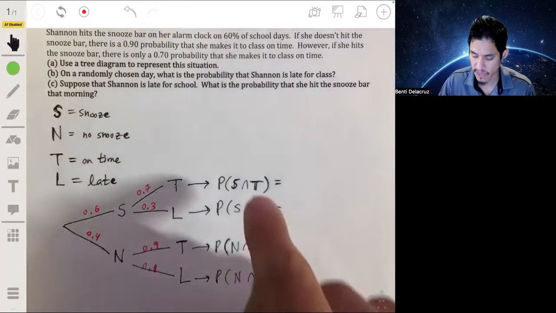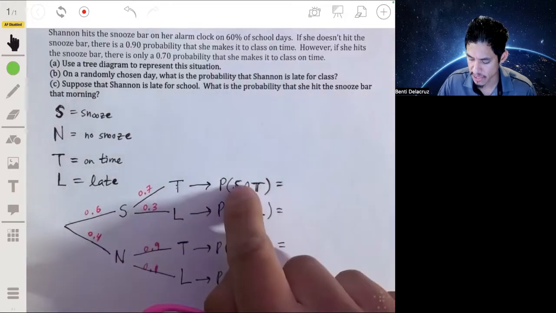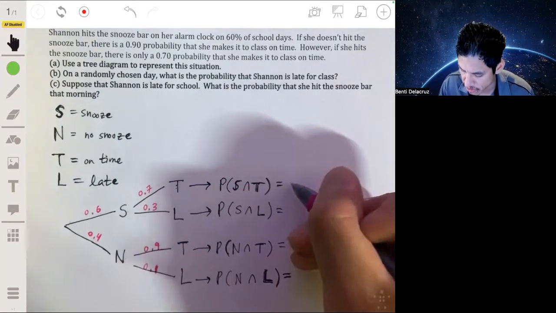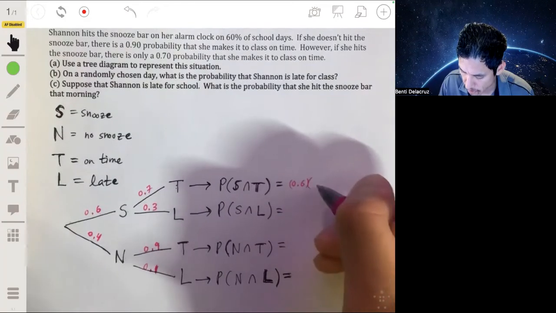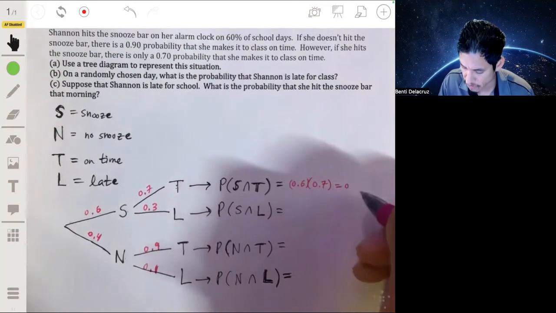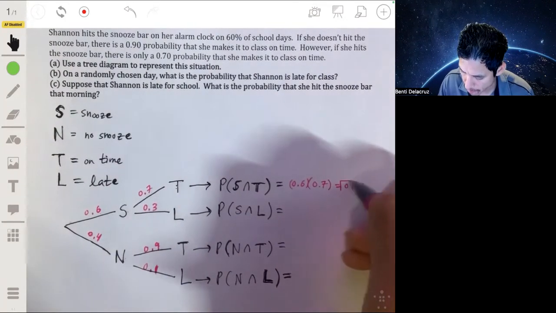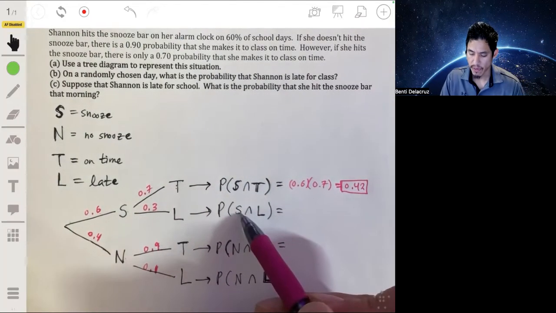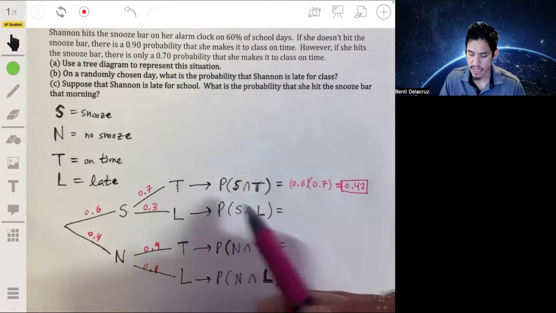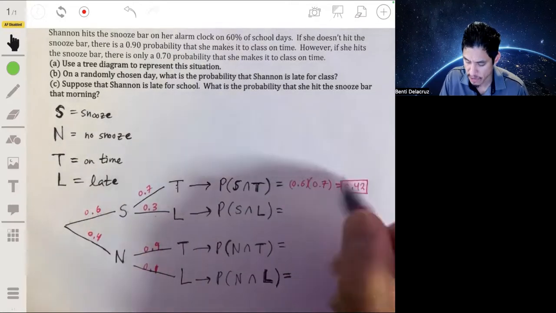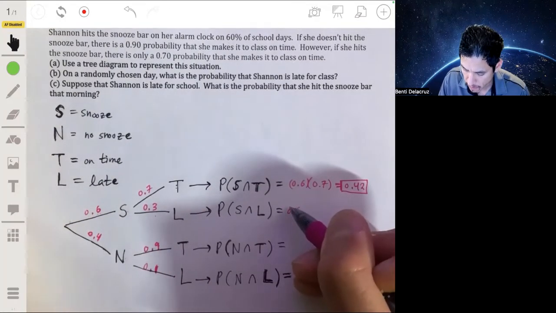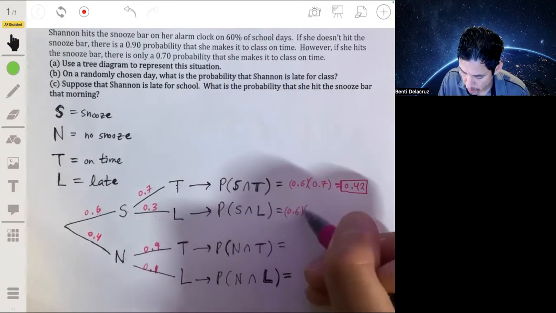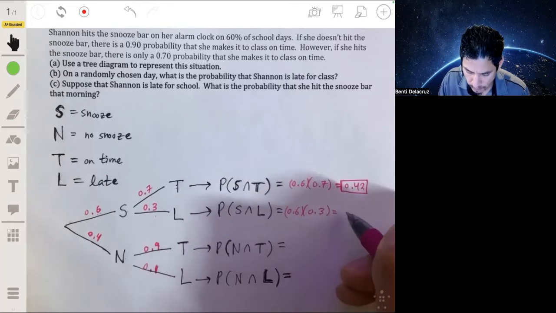And so then to find the probability she hits the snooze bar and is on time, you just do 0.6 times 0.7. And we get 0.42. To find the probability she hits the snooze bar and is late, you just do 0.6 times 0.3. And you get 0.18.